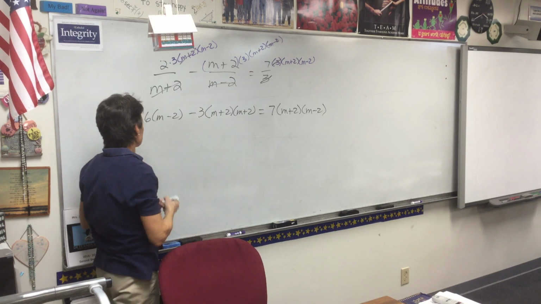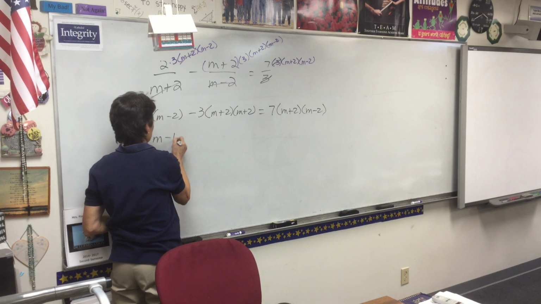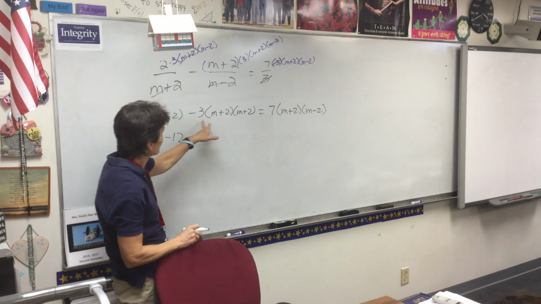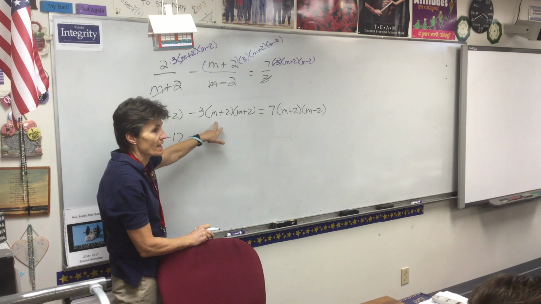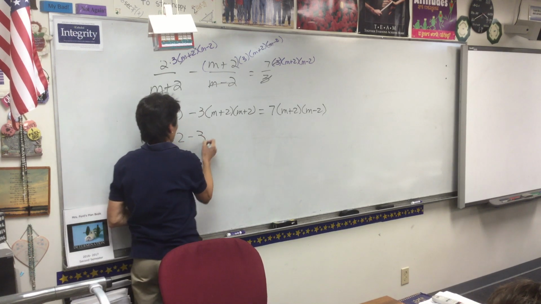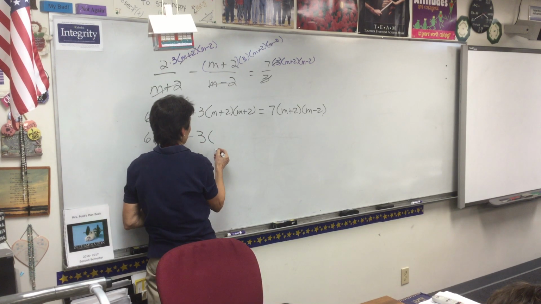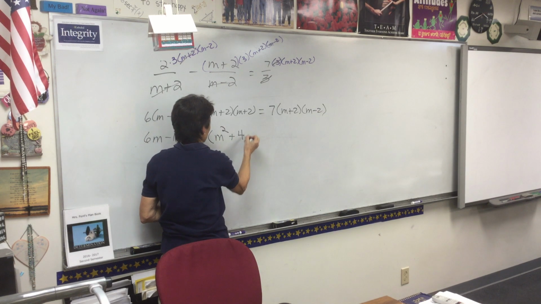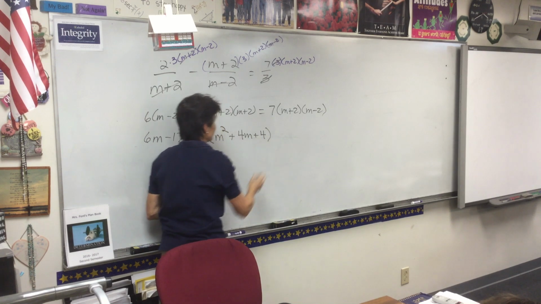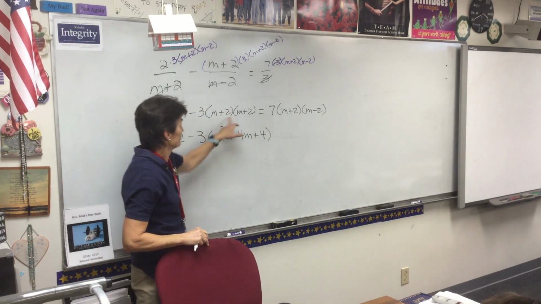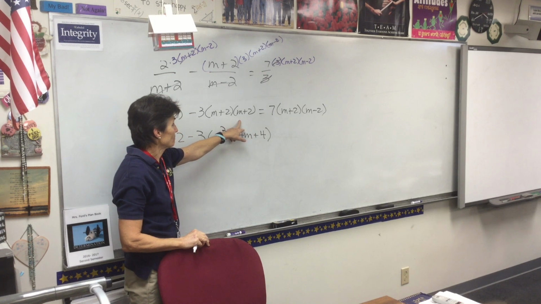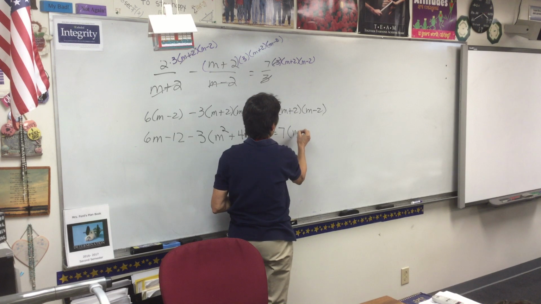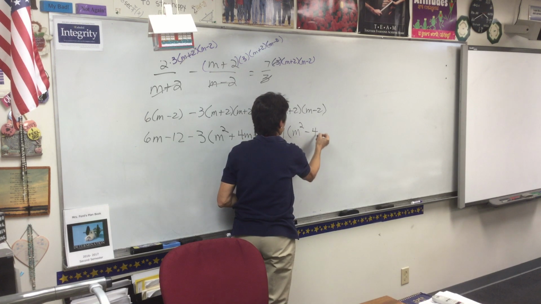So now we gotta fix it all. So here we go, 6m minus 12. Now here, we're going to need to do a FOIL. Does everyone see that? So I'll hold off on the 3 for a minute and do my foiling. So this will be m squared plus 4m plus 4 if I FOIL. And over here, same thing. I'm going to leave the 7 and do the foiling. That's m squared minus 4.